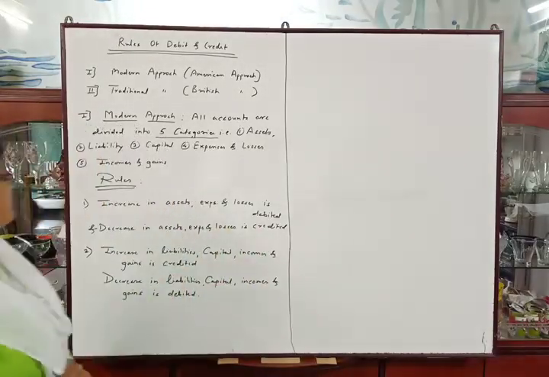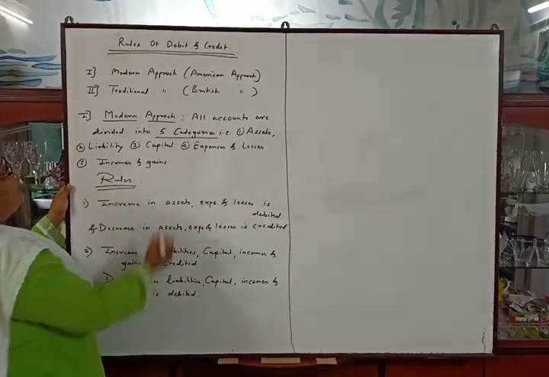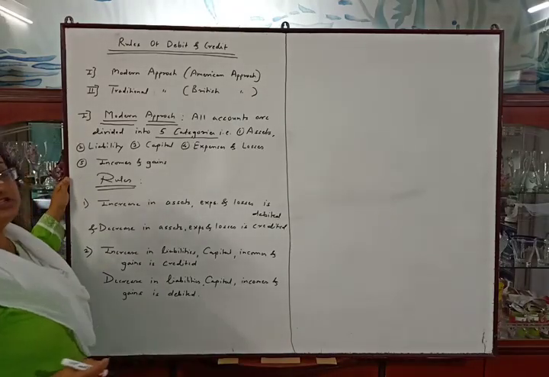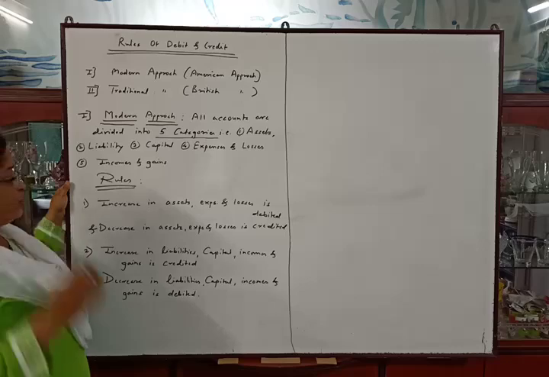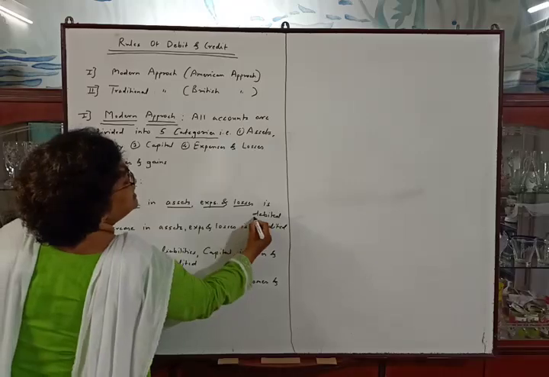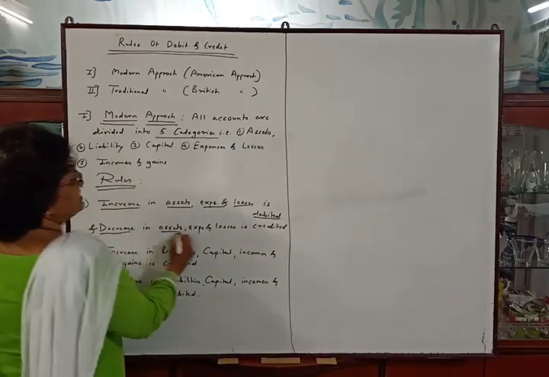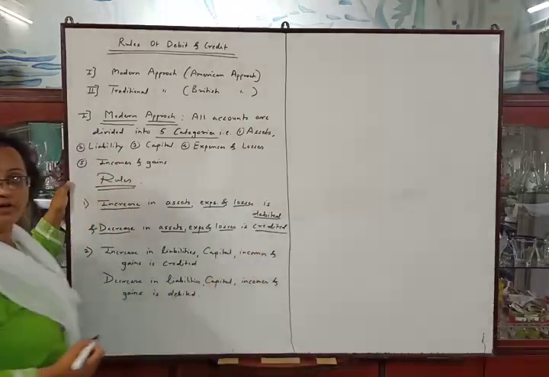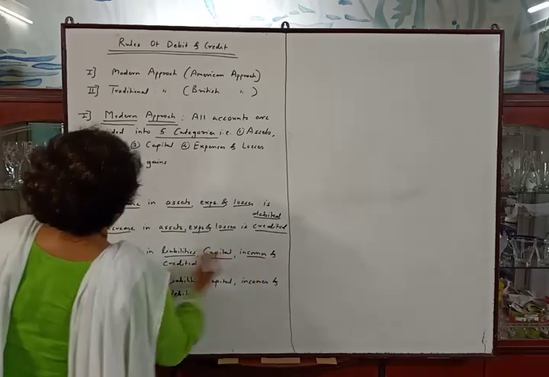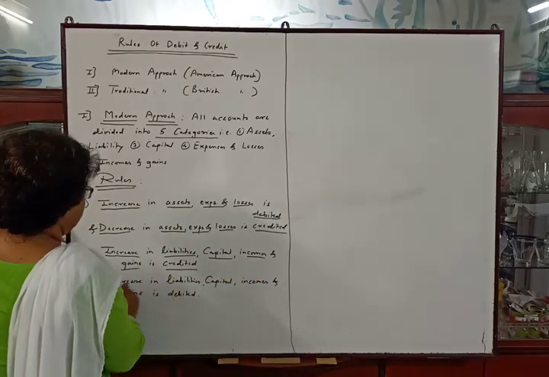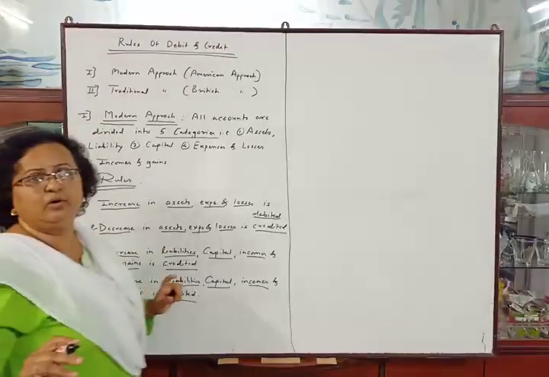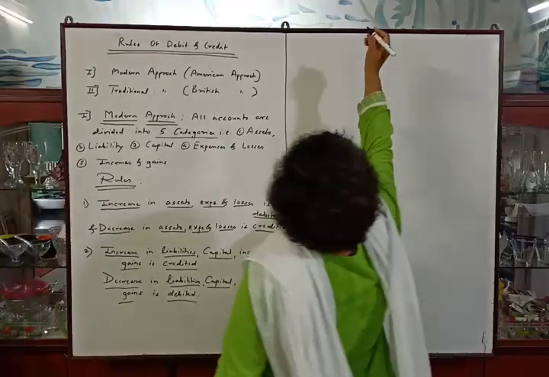Let's revise. These two rules are given according to the modern approach, that is also called as American approach. First we will learn this approach. First rule is given here. Increase in asset expenses and losses is to be debited. Decrease in asset expenses and losses is to be credited. Okay. Then the second rule. Increase in liabilities, capital, incomes and gains is to be credited, and decrease in liabilities, capital, incomes and gains is to be debited. Okay. We can write this in this way.